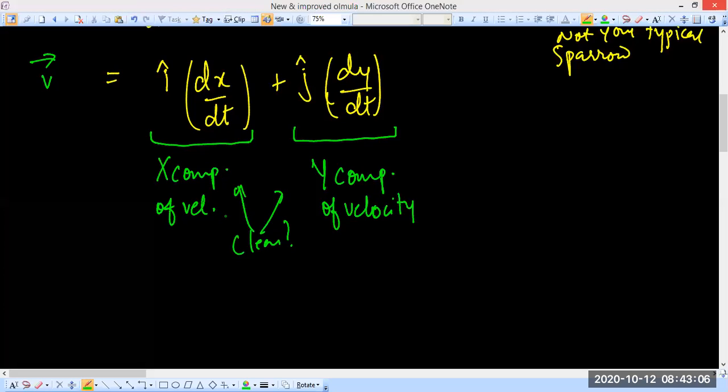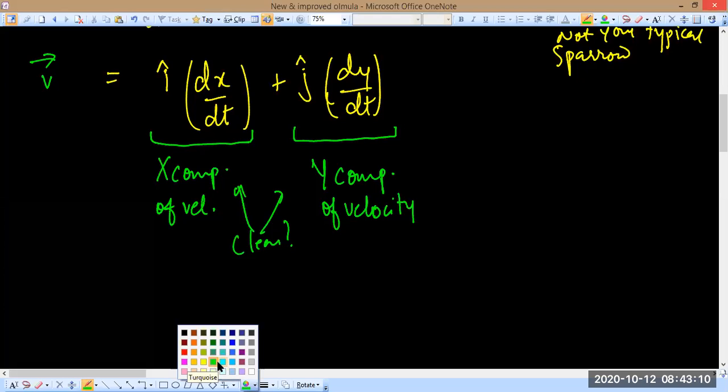Okay, so this is x component of velocity and y component of velocity. So if you remember earlier we did it like this. Suppose you have got a vector, then we write it like this.